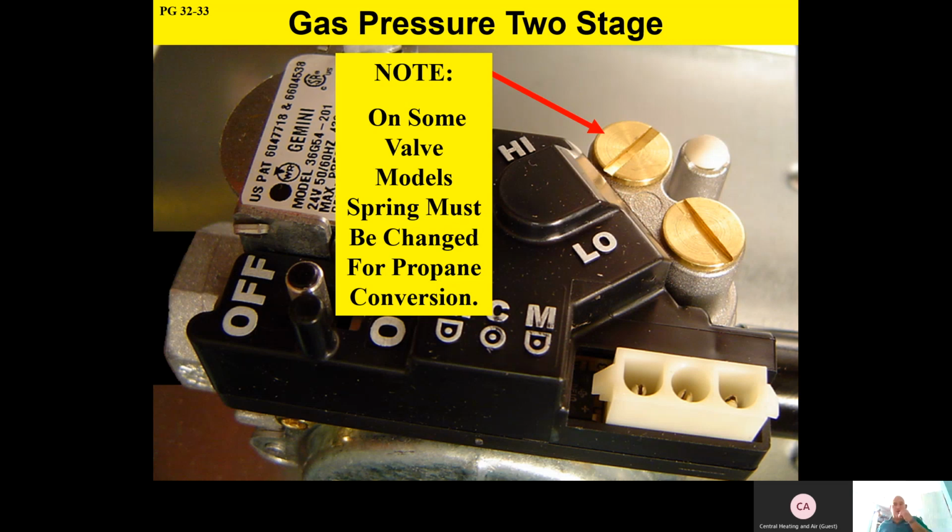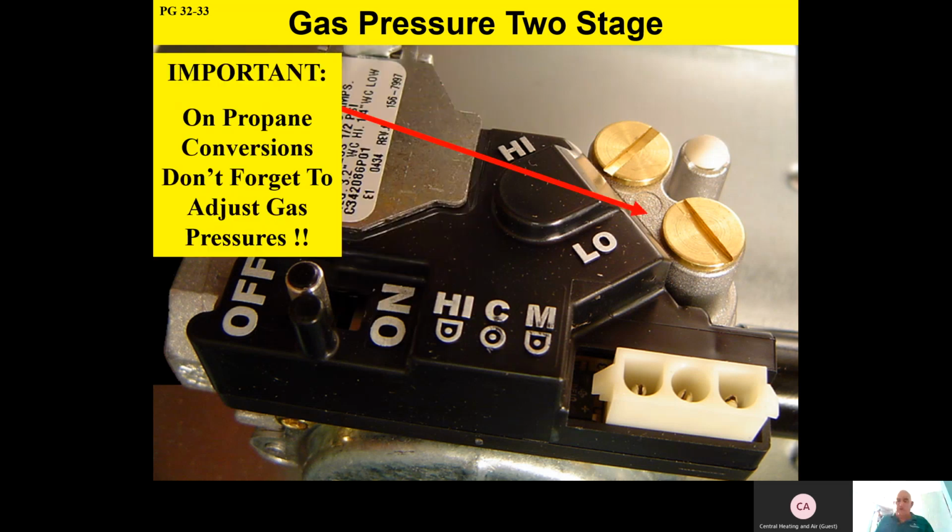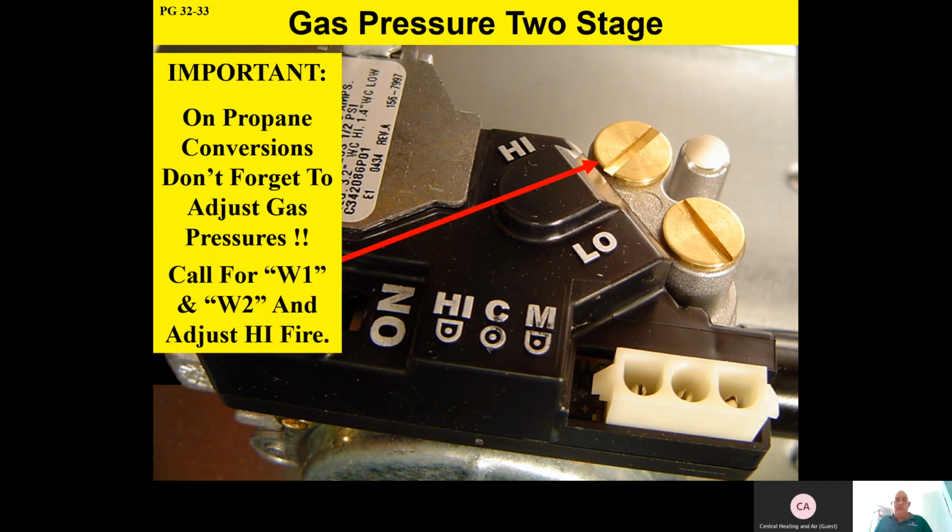So anyway, again, on some gas valves, you're going to have to change the spring under the high fire for propane conversion. Once you do that, it's very, very important that you adjust your gas pressures for the propane. I know that's probably an obvious statement, but we've actually had some field reports where the contractors didn't know they had to double check that gas pressure. And so this is important. This is the proper sequence of checking the gas pressure after you put the spring in on propane conversion.